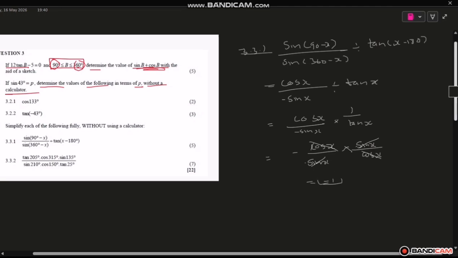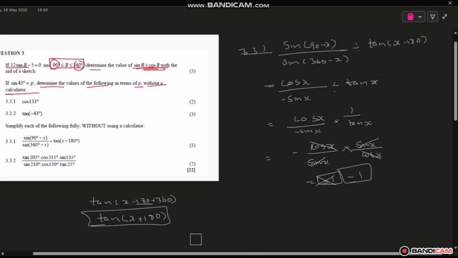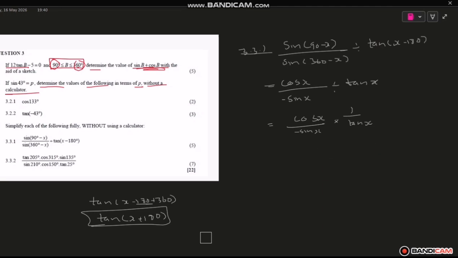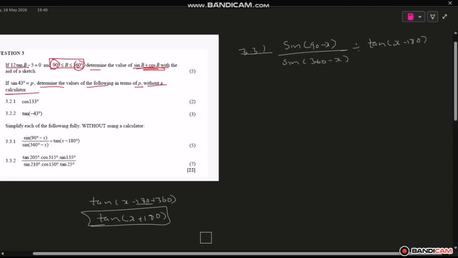Let's move to the last question. Did I say negative or positive? The answer must be negative 1. Let me just restore the information. So it's going to be negative 1. This becomes our answer, right? Because of this negative right here. We're going to multiply it with the one that we'll be getting by dividing or cancelling the like terms.